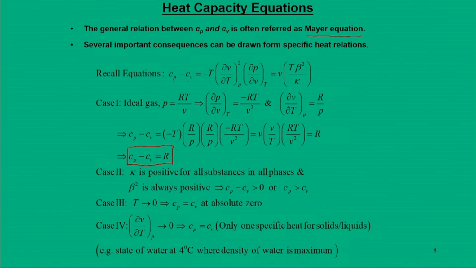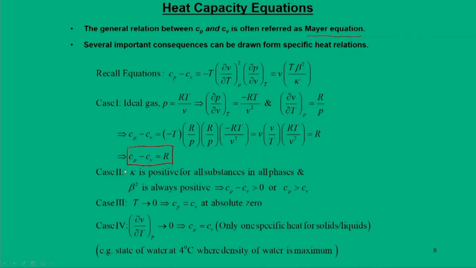Here I need to emphasize that we are all aware of this expression, Cp minus Cv is equal to R for an ideal gas, but this is the mathematical proof of how we get Cp minus Cv is equal to R for an ideal gas.